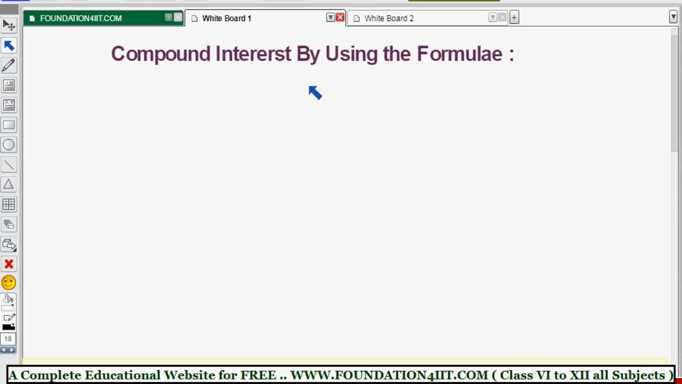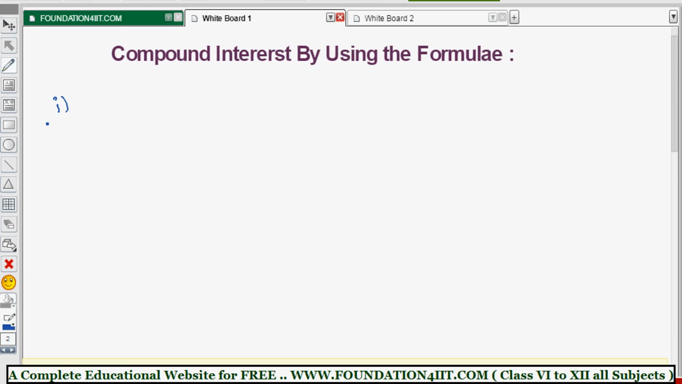Compound interest by using the formula. In this video I will explain the complete formulas, all the formulas related to compound interest. When we need to compound annually or half yearly, when the rates are different, and the number of years and months are different. I'll explain all the formulas in this video first. Using these formulas, we can solve the problems in the remaining topics. Fine. So let's see one by one.